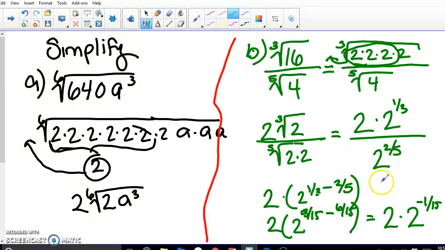So rewriting that, I have this 2 is going to be in my numerator, and this 2 is going to be in my denominator because our exponent is negative. So I'm just going to write it here. So 2 over 2 to the 1/15. And that is our solution.